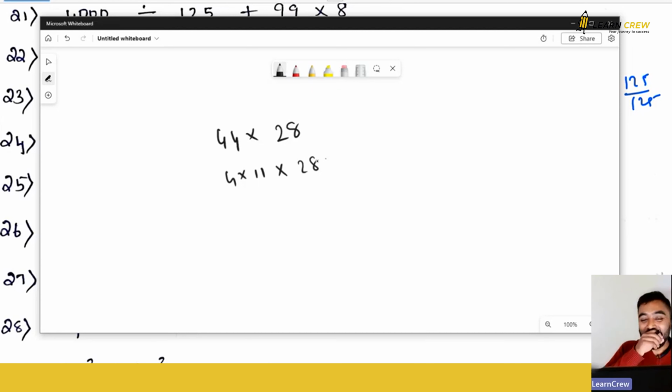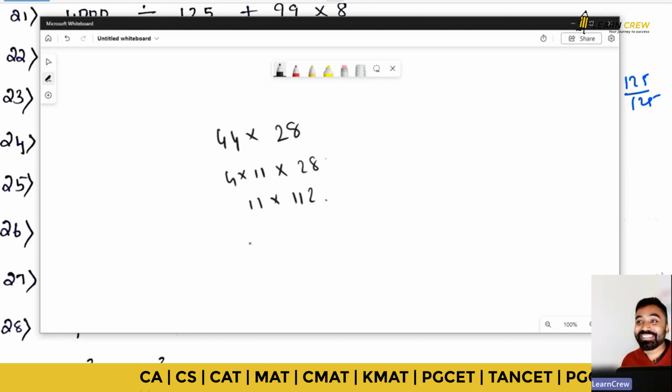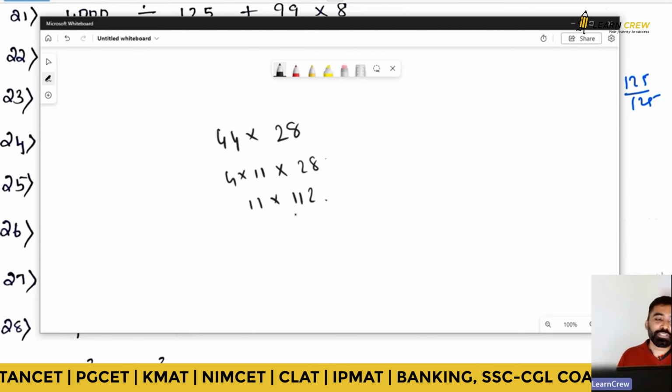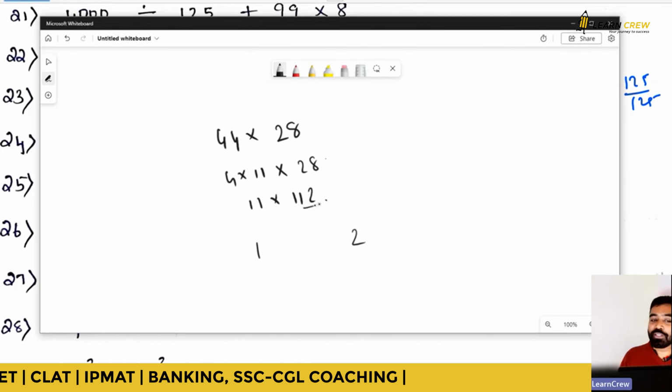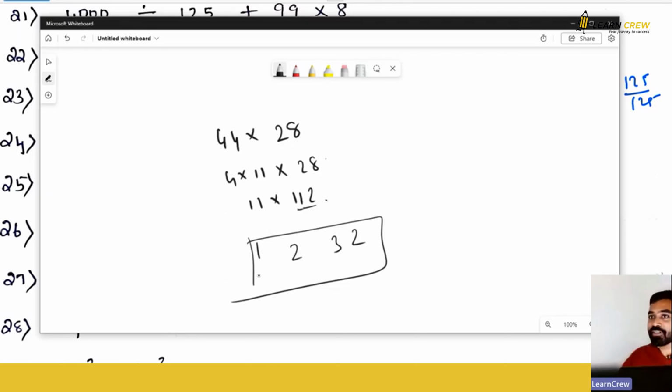All are seeing my face. 80 plus 32 is 112. 11 into 112. How will you multiply? 11 into 112: 1, 2 far apart. This is going to be 2 plus 1 is 3. 1 plus 1 is 2. 1, 2, 3, 2. This is going to be your answer.